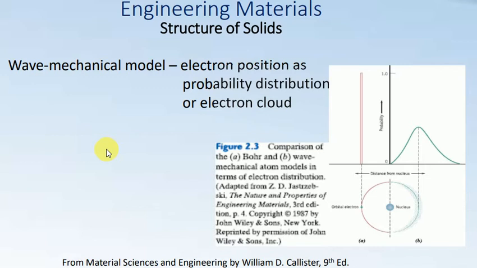In wave mechanical model, therefore, electron is no longer revolving or traveling in one fixed orbital. Rather, there is a cloud of electron locations around the nucleus. This cloud actually refers to the different energy states.